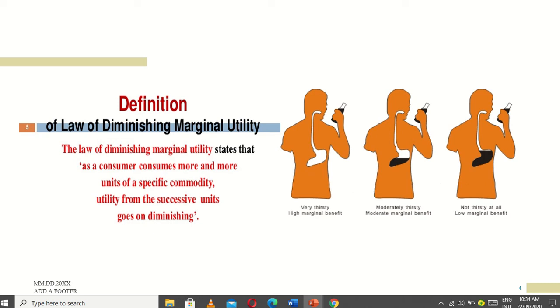Another example of the law of diminishing marginal utility is the unli-rice of Mang Inasal or the buffets of fancy restaurants, which they call eat-all-you-can promos in restaurants. The restaurant owners are banking on the law of diminishing marginal utility to restrain the consumption of the customers.